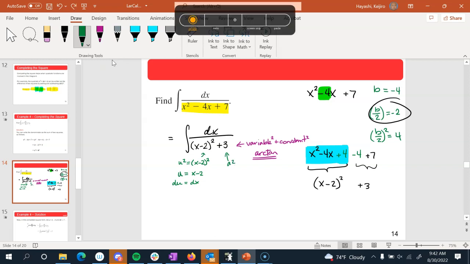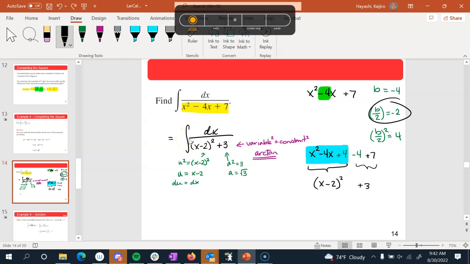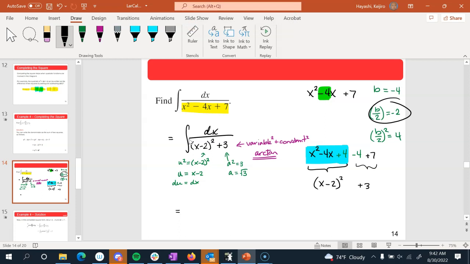Here a squared is 3, meaning that a is the square root of 3. No u substitution necessary. So we can just start writing this. This antiderivative is going to be 1 over a, right? Because when you integrate into an arctan, there is always a 1 over a in the front.